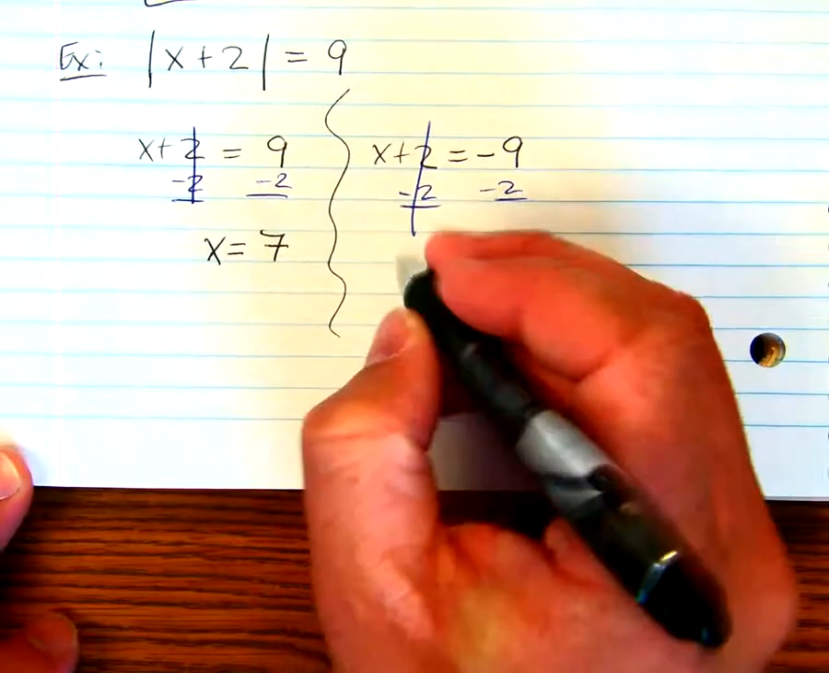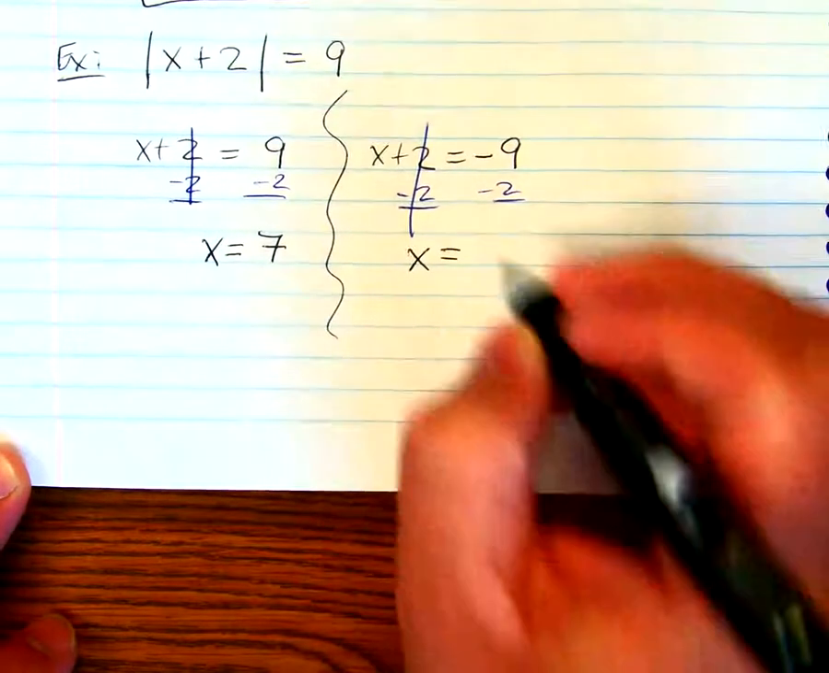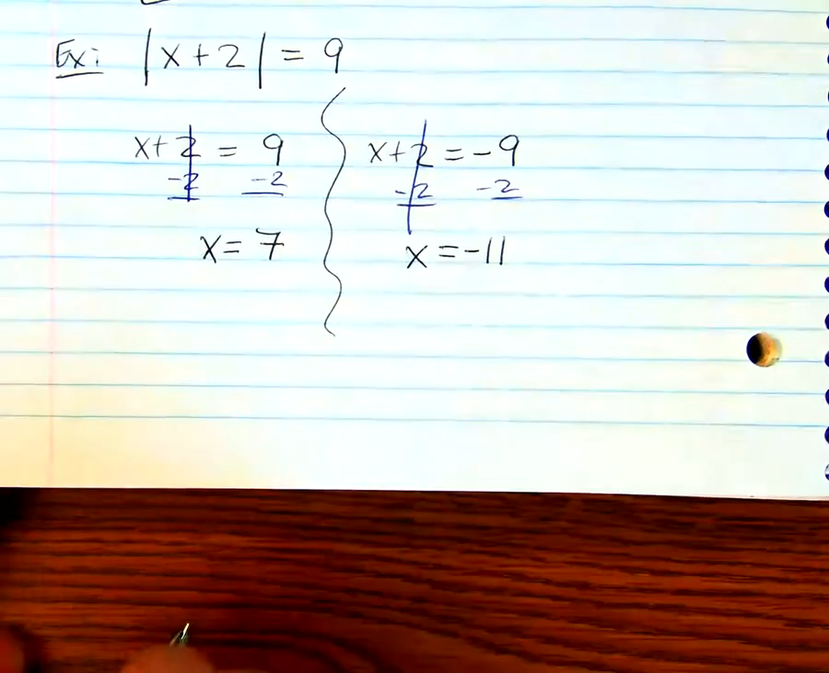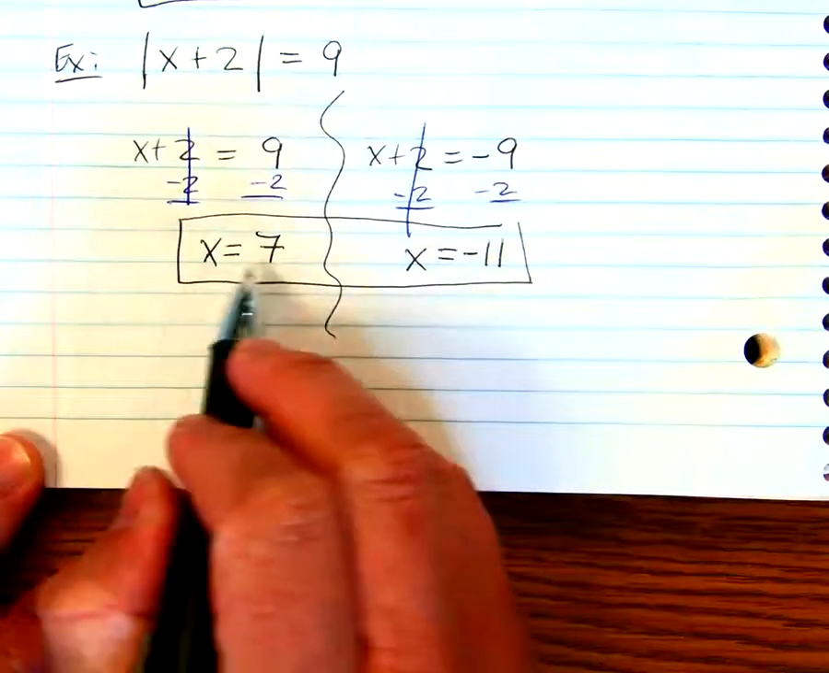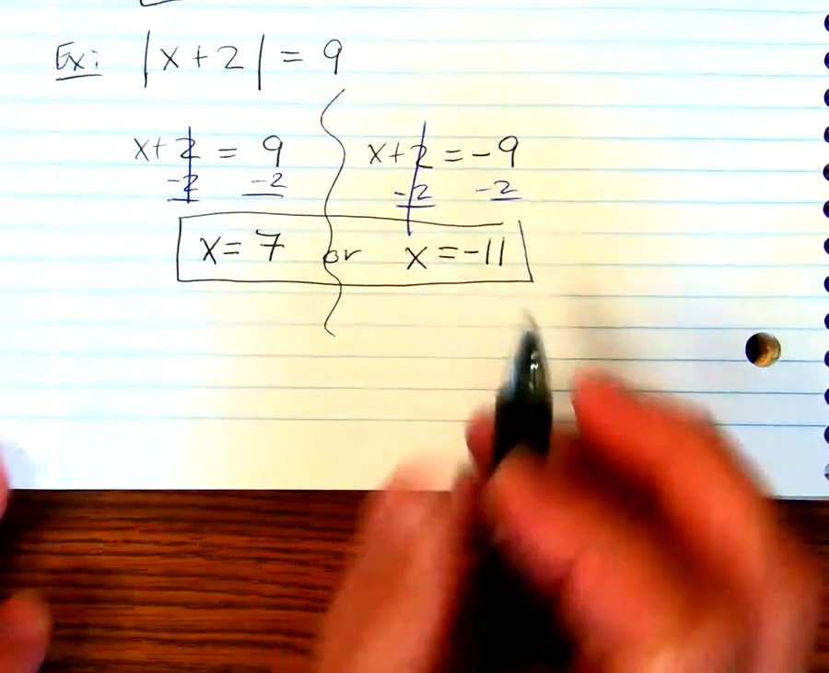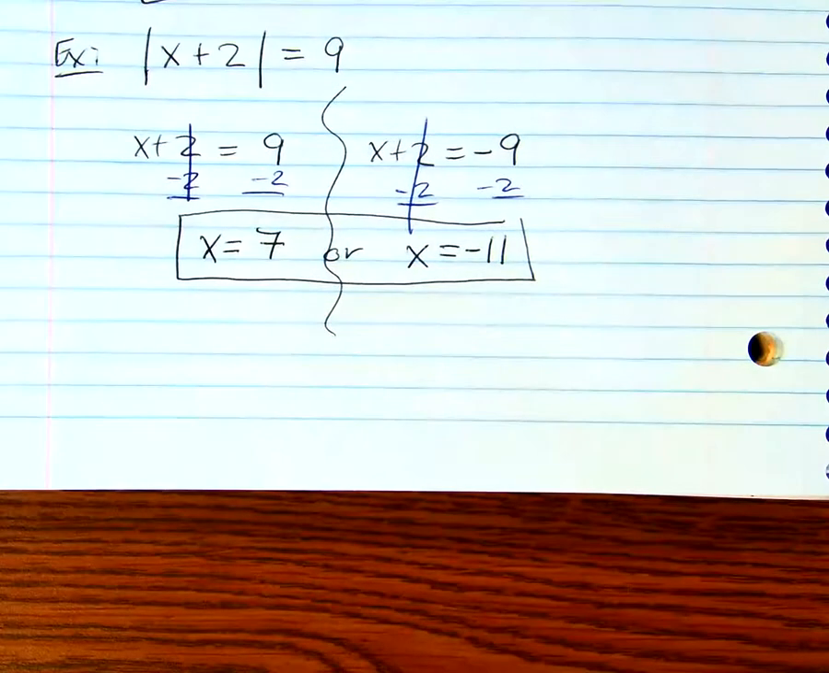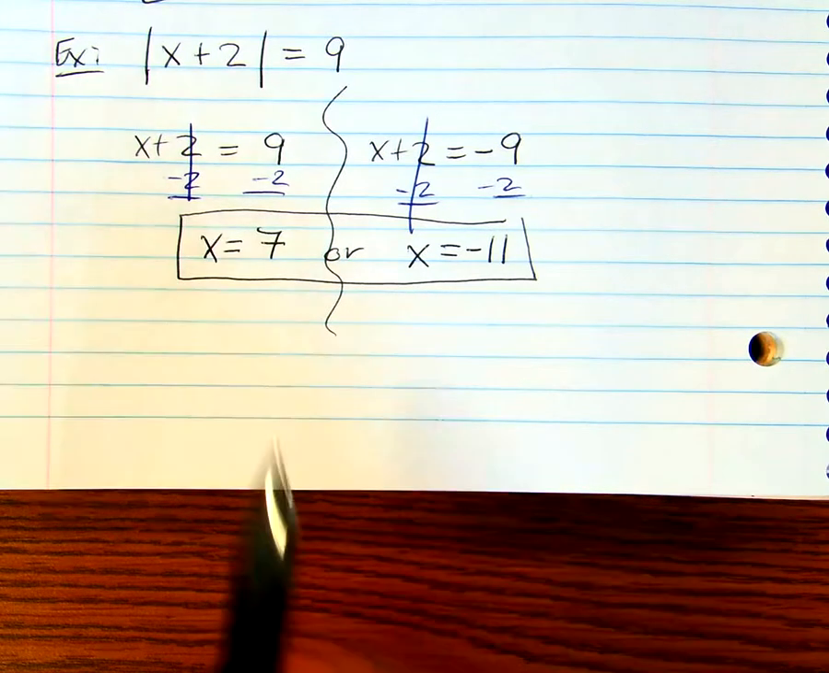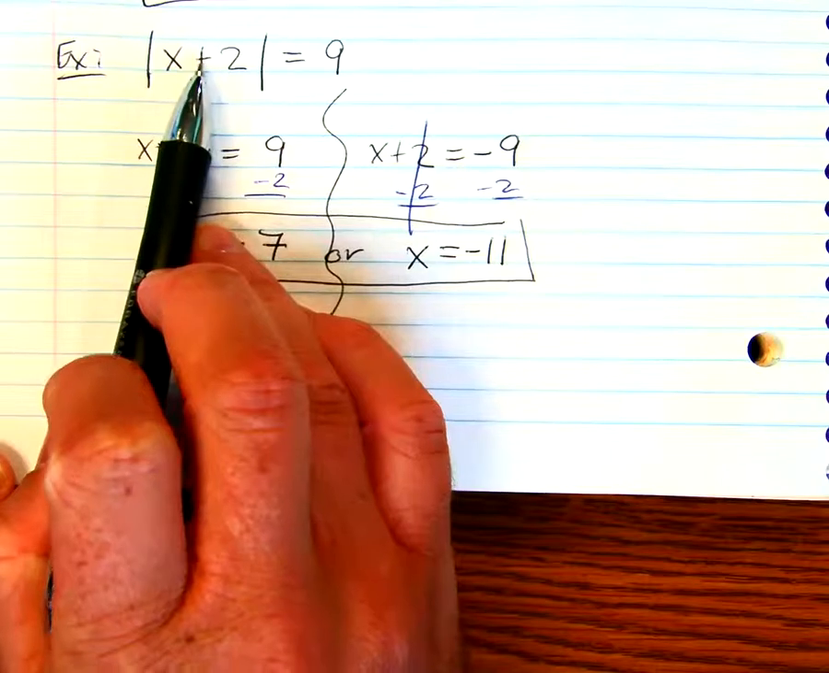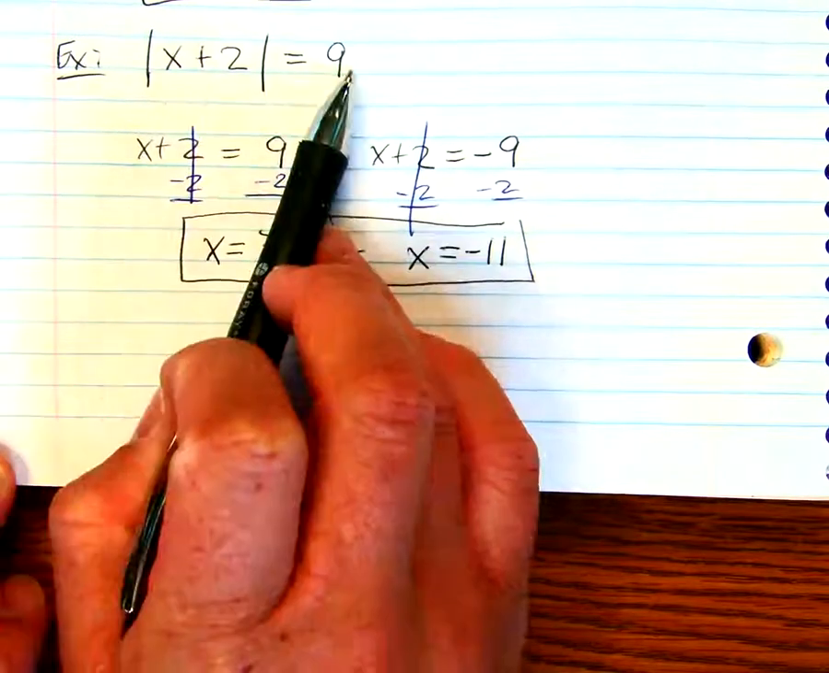-9 minus 2 does not give me -7. Instead, it gives me -11. And these become my two solutions. So x equals 7 or x equals -11. And you can test these. In fact, plugging them in will help you see what I'm trying to talk about at the beginning here. I'm trying to make all of this equal a number that has an absolute value of 9.